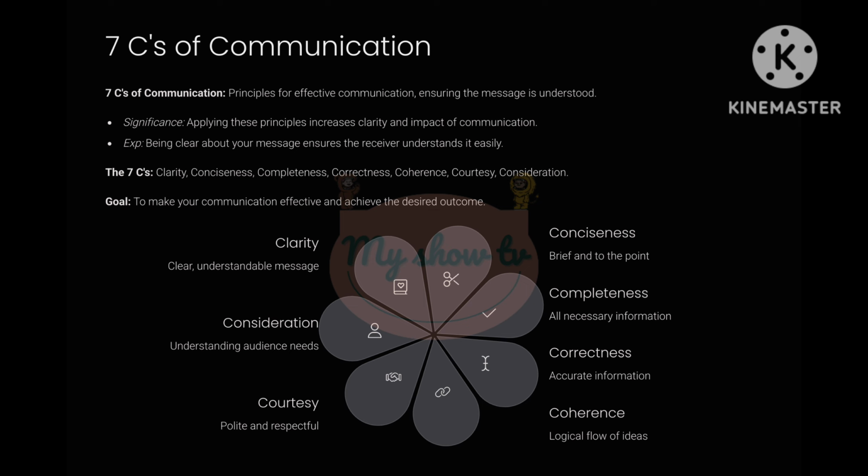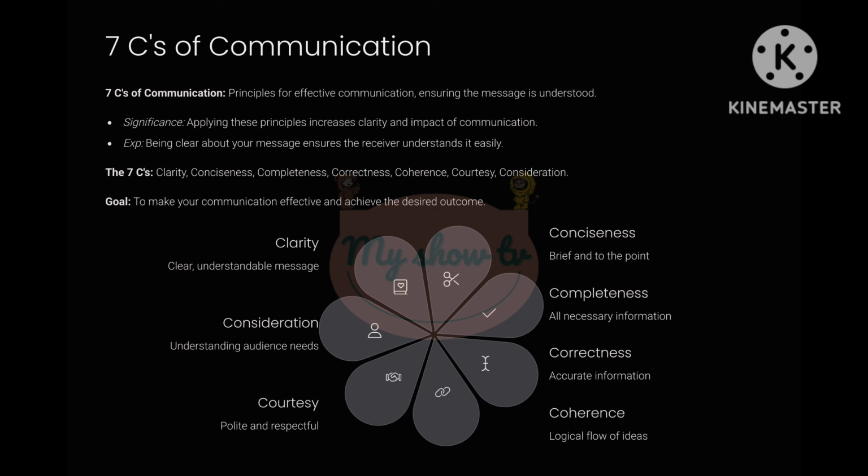Think of these as guiding principles that can significantly improve how effectively you convey your messages and how well they are understood by others. The 7 C's of communication are a set of rules that aim to make your communication clear, effective, and impactful. The significance of understanding and applying these principles is that they help you avoid misunderstandings, save time, build stronger relationships, and ultimately achieve your communication goals. For a simple example, if you are clear about what you want to say, the person listening is much more likely to understand you correctly the first time.